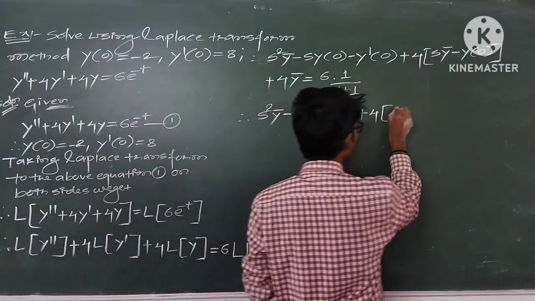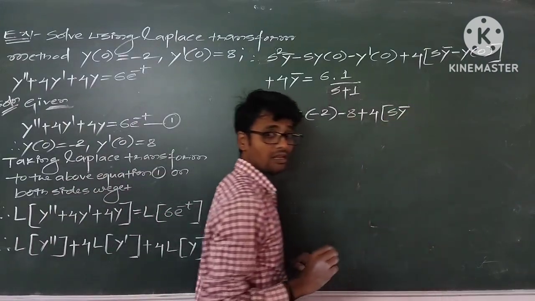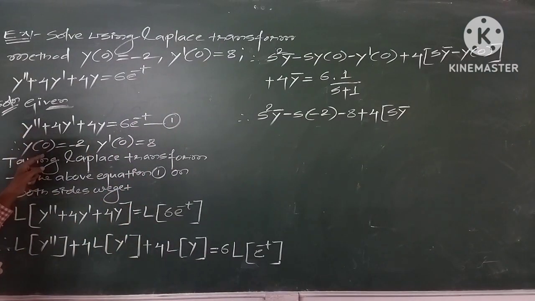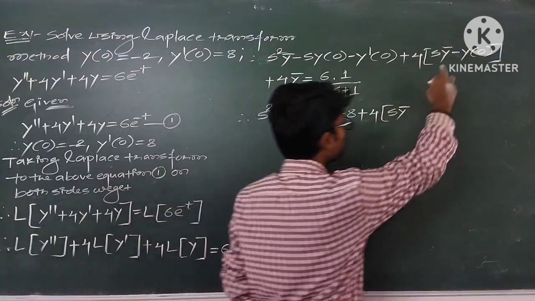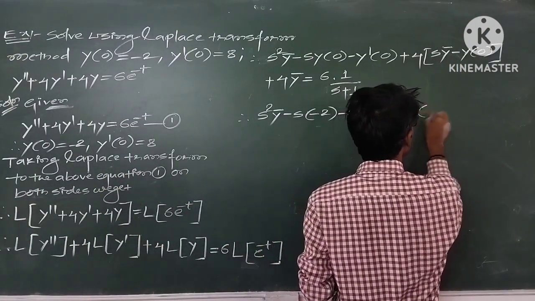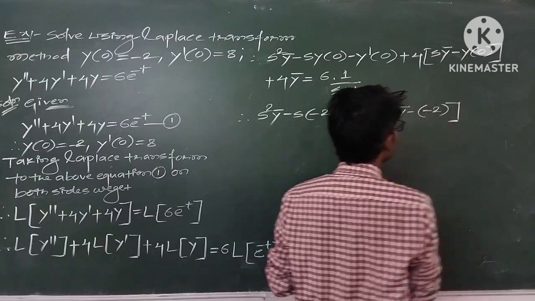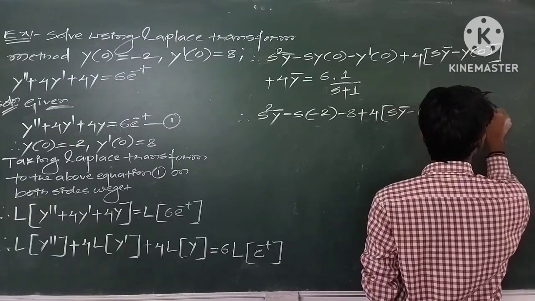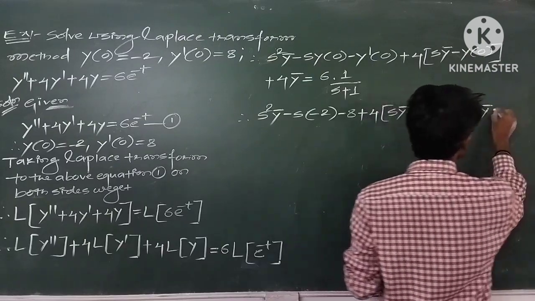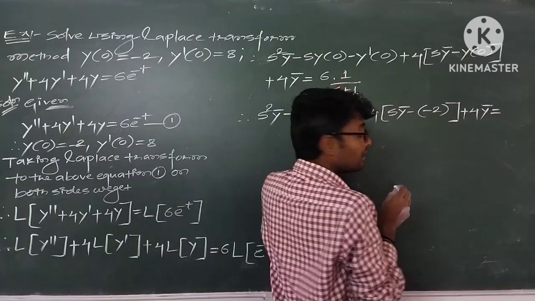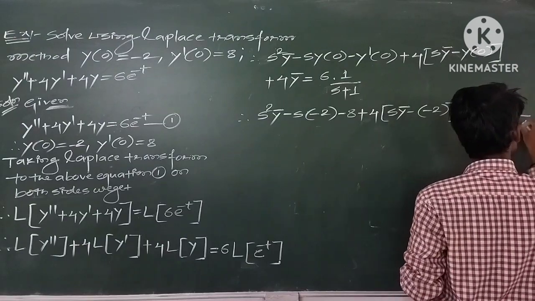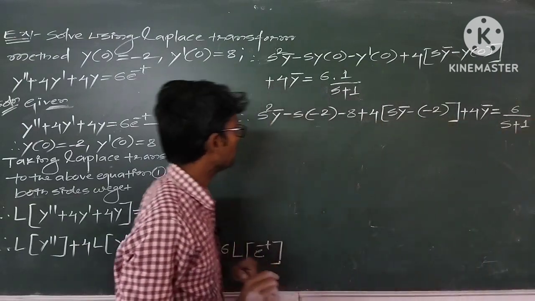S of y bar, also keep as it is. S of y bar as it is minus y of 0. The value of y of 0 we are having, so y of 0 is minus 2, and already one minus sign is here. So minus of minus 2, you write plus 4 y bar as it is, equal to 6 into 1, which is 6 divided by s plus 1.